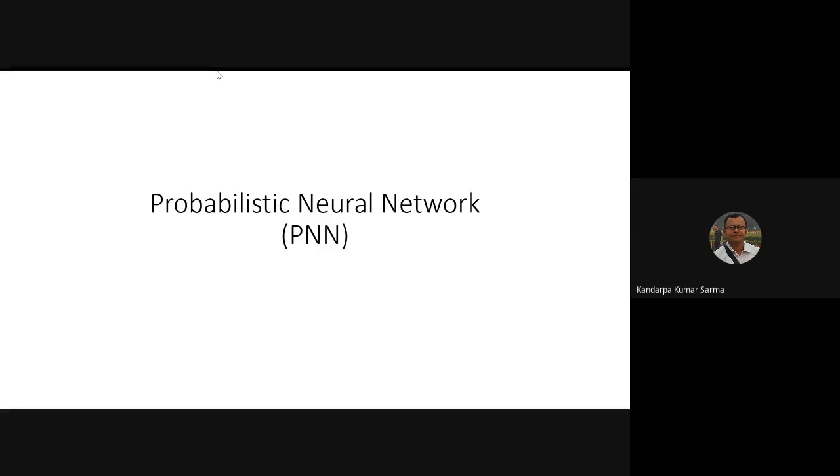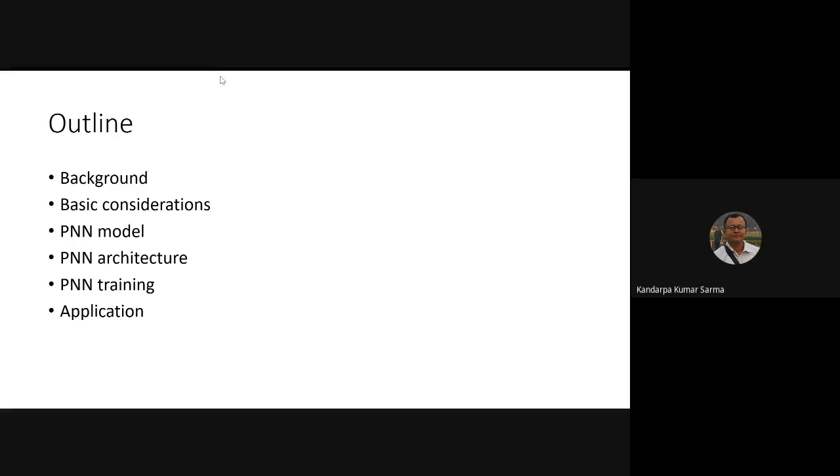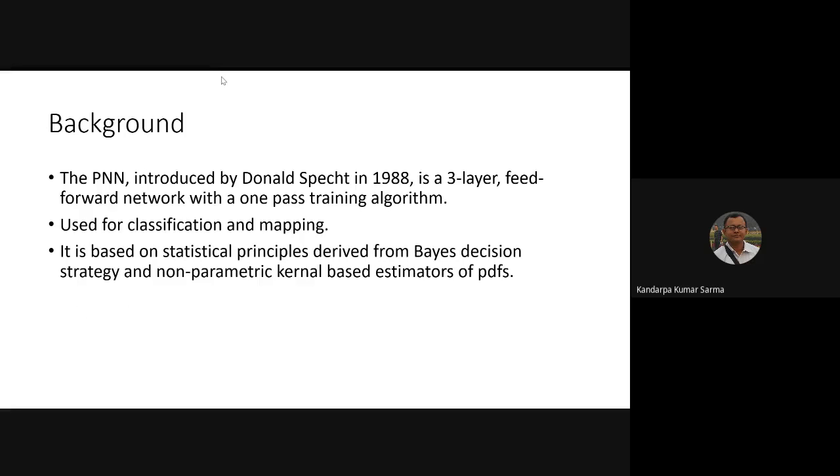neural network. This is a feed-forward neural network that has a one-pass training. So it's quite a fast network, just a single pass training, and this particular network was first proposed by Donald Specht, and that is found to be a 3-layer feed-forward network with a one-pass training mechanism. And the PNN is primarily considered for classification and the mapping purposes.